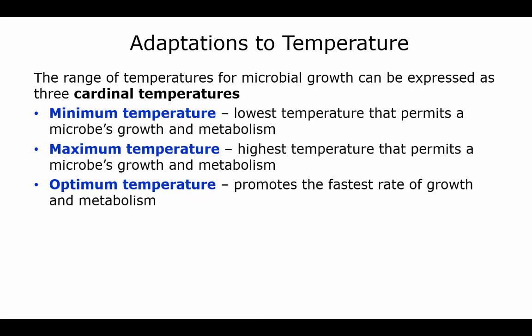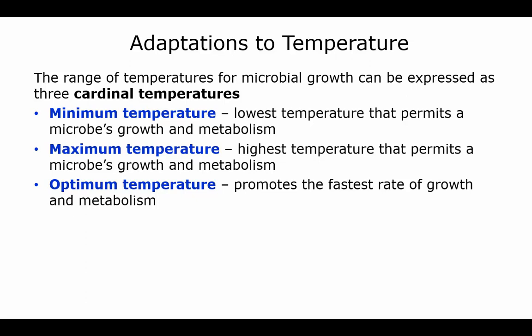There's a range of temperatures where microbes can grow, and that's called their cardinal temperatures. Some microbes have a very narrow cardinal range; others have a very broad one. The minimum temperature is the lowest temperature that they can handle and still grow and carry on metabolism. The maximum temperature is the highest temperature that allows them to still have growth and metabolism.